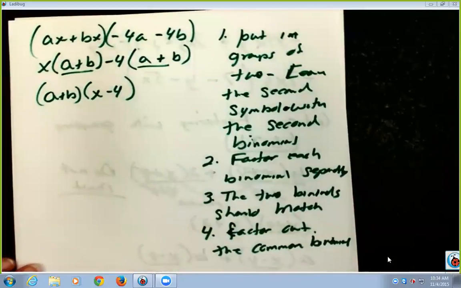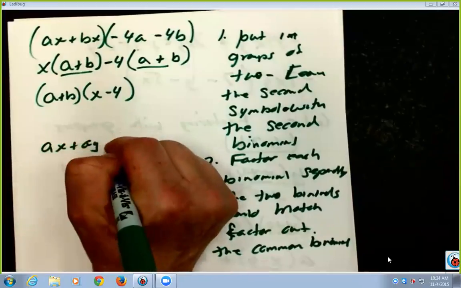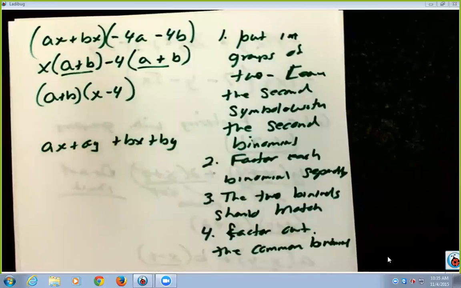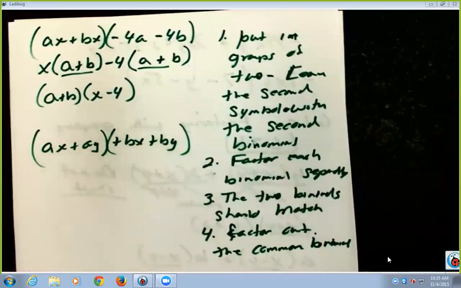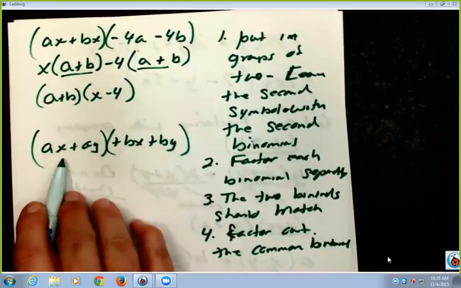So let's go through another one. What if we had ax plus ay plus bx plus by, if that were my one to factor? So first step, put in groups of 2. So I did that. Second step, factor each part.